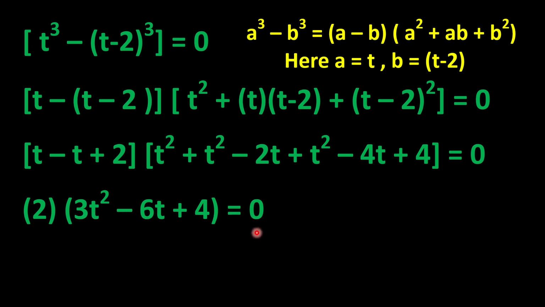And now we will divide both sides of the equation by 2. So if we divide this by 2 and this by 2, 2 divided by 2 equal to 1, so this 2 will be eliminated from here, and 0 divided by 2 equal to 0. So overall our equation will become 3t square minus 6t plus 4 equal to 0.